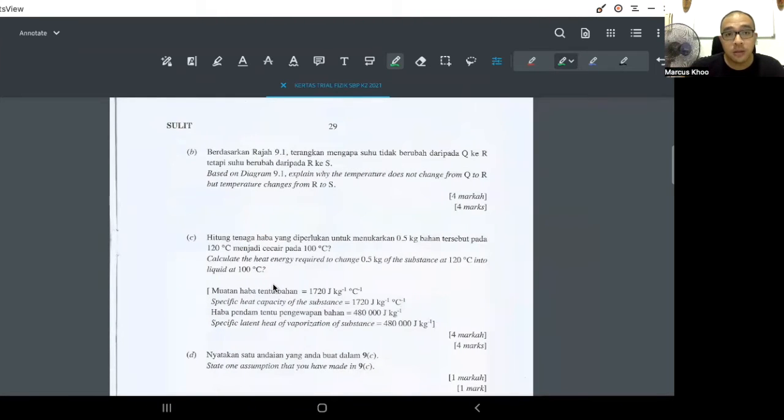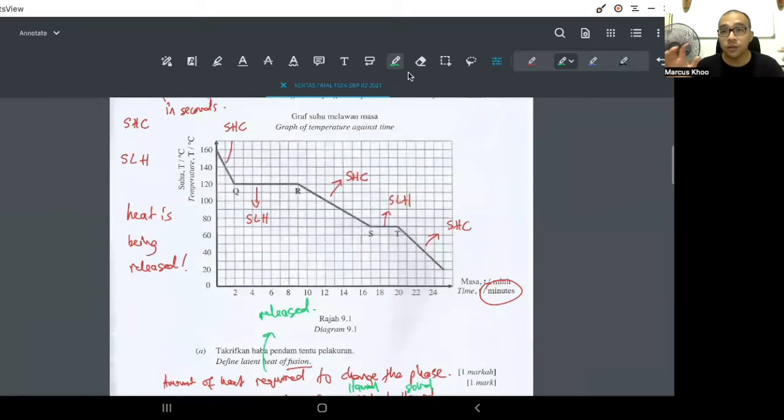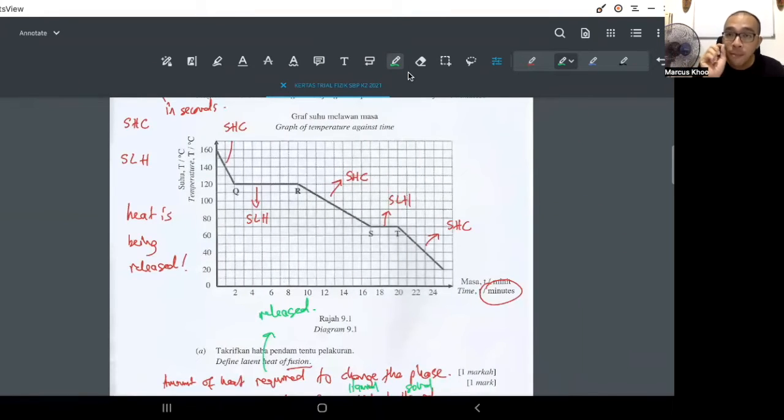All right, based on Diagram 9.1, explain why the temperature does not change from Q to R, but the temperature changes from R to S. This is a very typical heat question, always involving the kinetic theory of matter. Why is there no change in this one, and why is there a change from R to S? Except that, remember that in this case, the heat is being released, so you cannot say absorb, because the temperature is not going up.